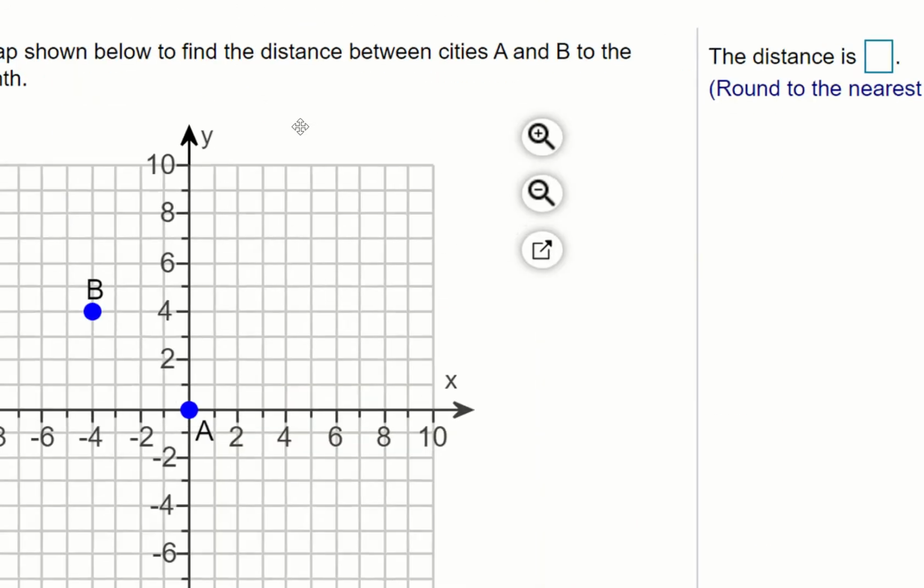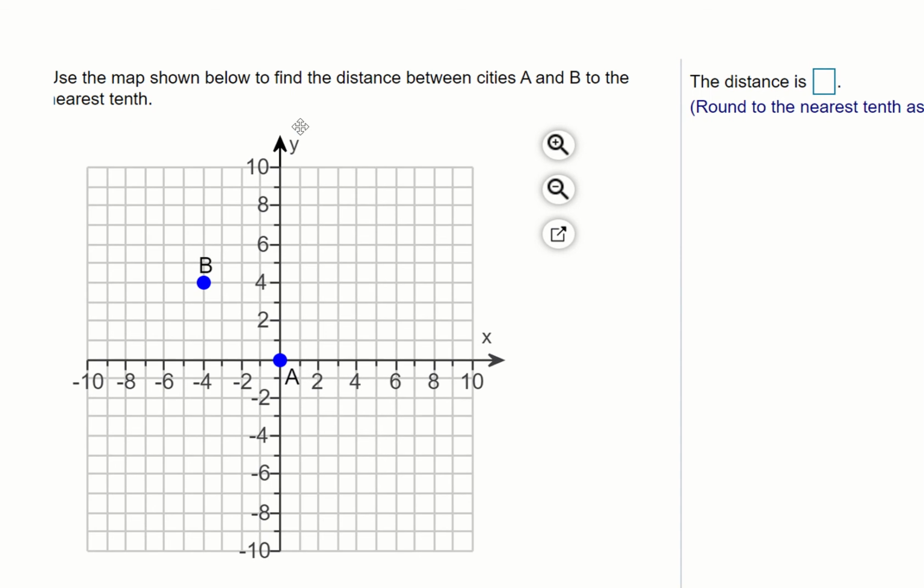Okay, so let's look at the next problem. This looks like a distance formula. Use the map shown to find the distance between two cities A and B to the nearest 10th. So we're going to figure out the length of that line segment. So what are the coordinates of B? The coordinates of B are (-4, 4). Coordinates of A, A is just (0, 0). A is literally right in the middle at the origin.